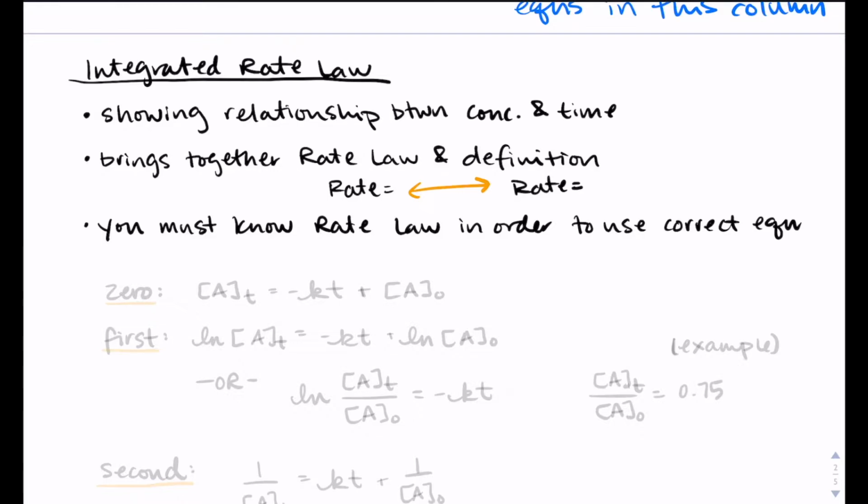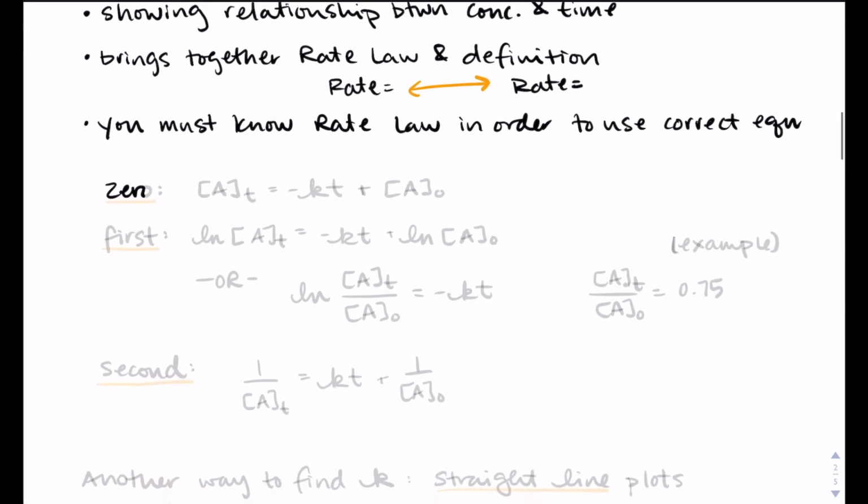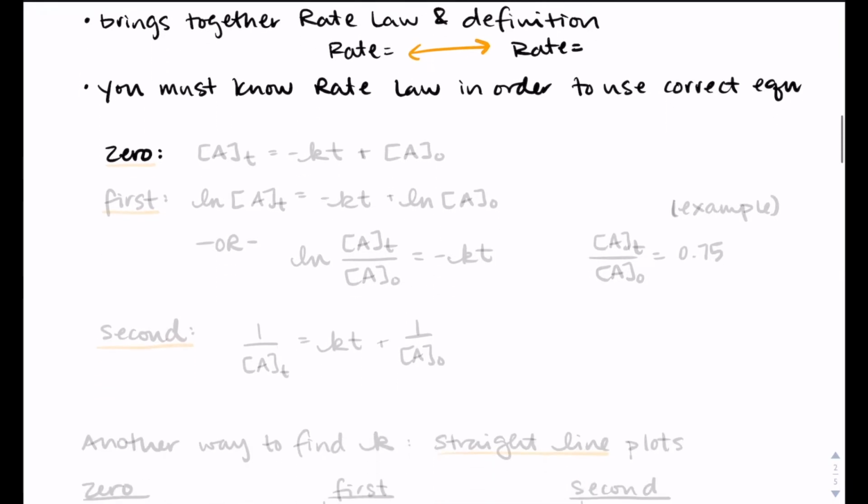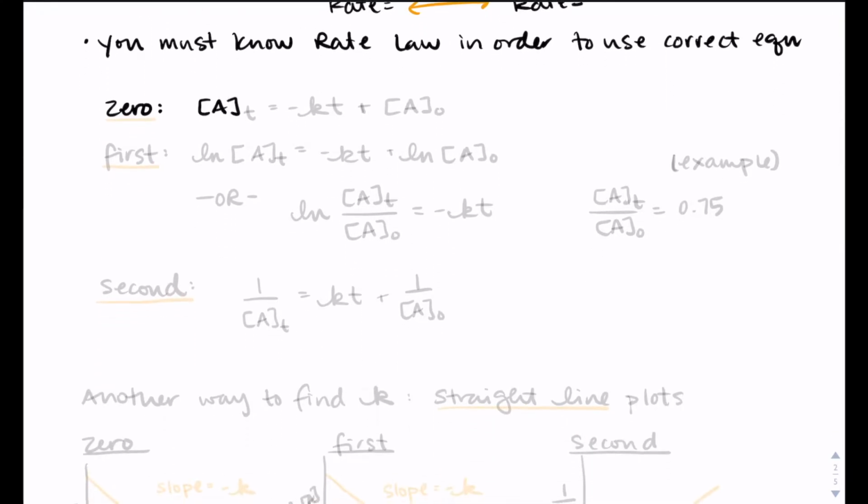For zero order, what this looks like is the concentration of A at time t equals negative kt plus the initial concentration of A, with the zero meaning the initial concentration. So my concentration at a specific time depends on the rate constant, how long it's been, and the initial concentration. This should look like a linear relationship.